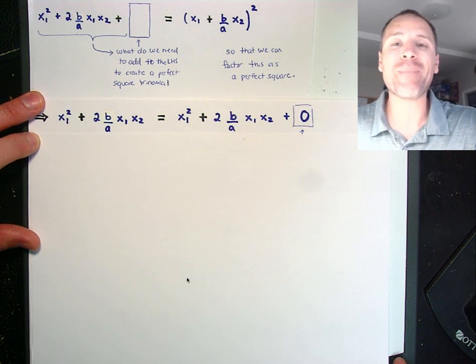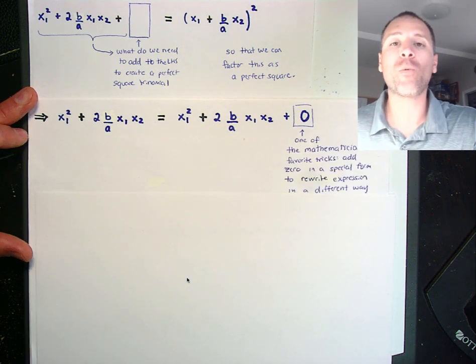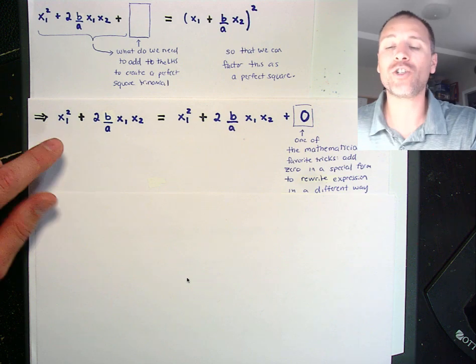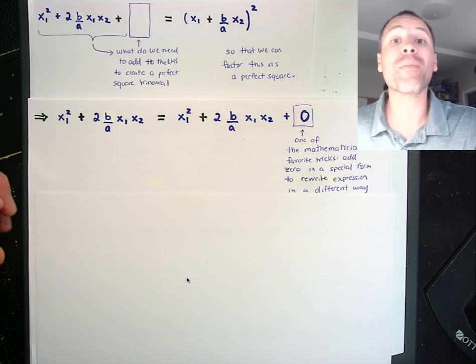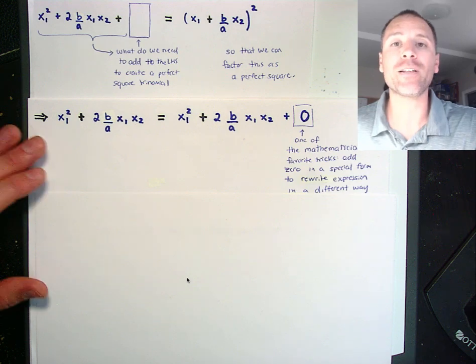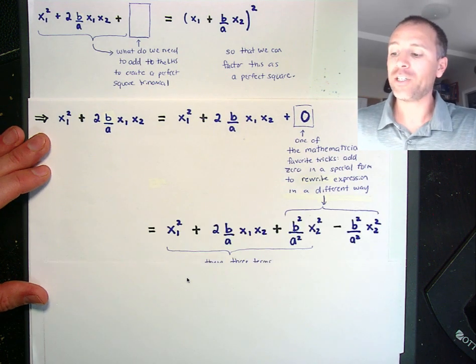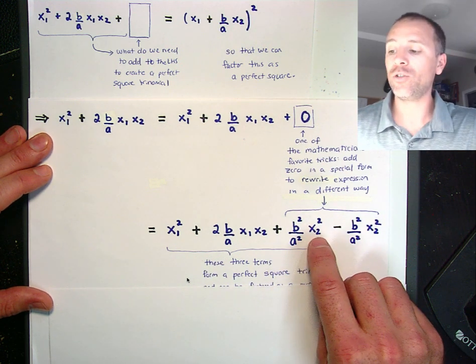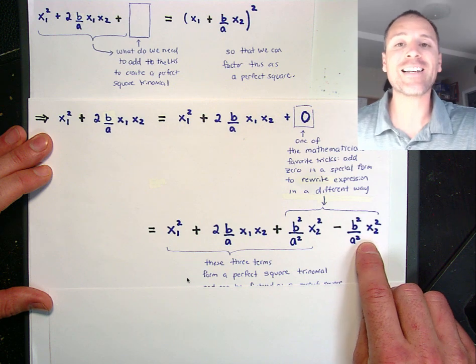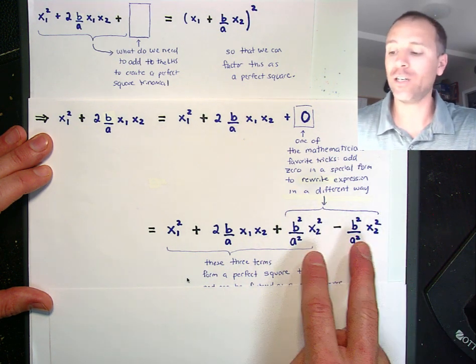I like to call this the mathematician's favorite trick. The idea that we add 0, but we write it in a form that allows us to express our mathematical relationship in a form that makes it easier to see some properties. So specifically, we can always add 0. That 0 is going to be in the form b squared over a squared x2 squared minus the exact same term, because if I add and subtract the same number, that goes to 0.